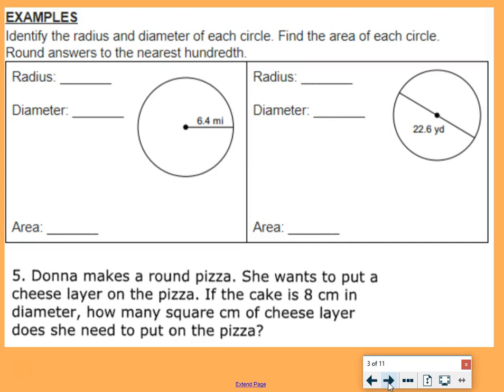Examples: identify the radius and diameter of each circle, and then find the area of each circle. Round answers to the nearest hundredth. That just means we want two numbers after the decimal point.